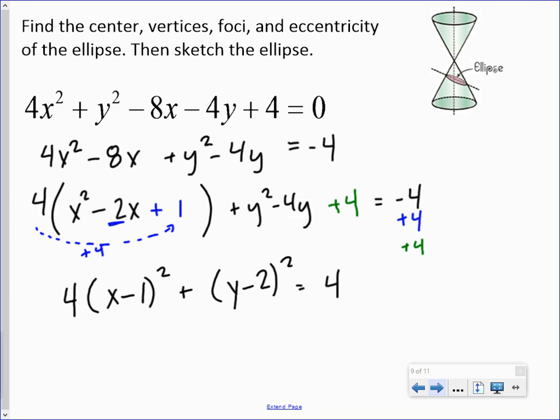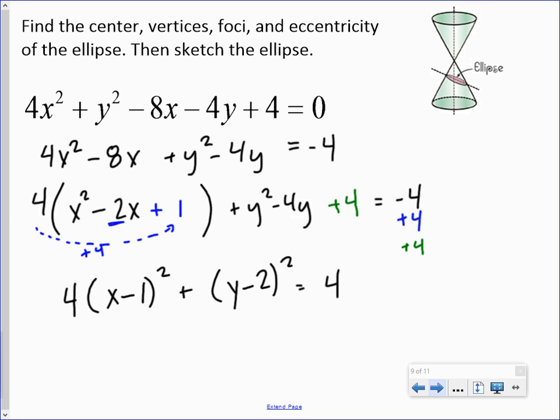Why did you add another 4 with the y squared? Because I put a plus, this green 4 wasn't there originally. So I just weighed down this side by adding 4. I have to add 4 on the other side. Golden rule of algebra. What I do to one side, I have to do to the other. So when you complete the square twice, you're going to add 2 things on the other side.